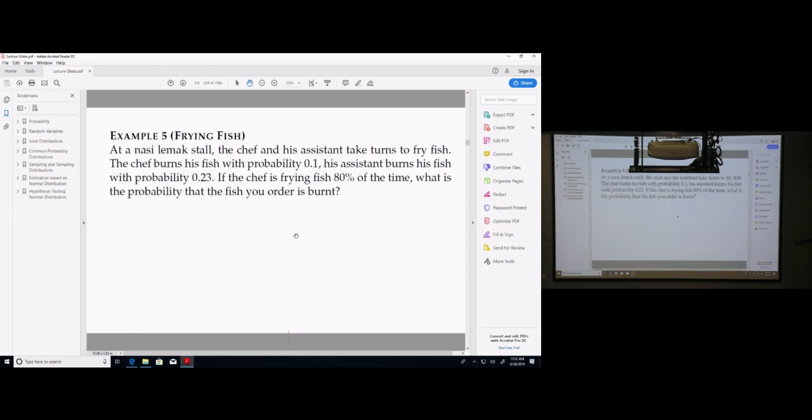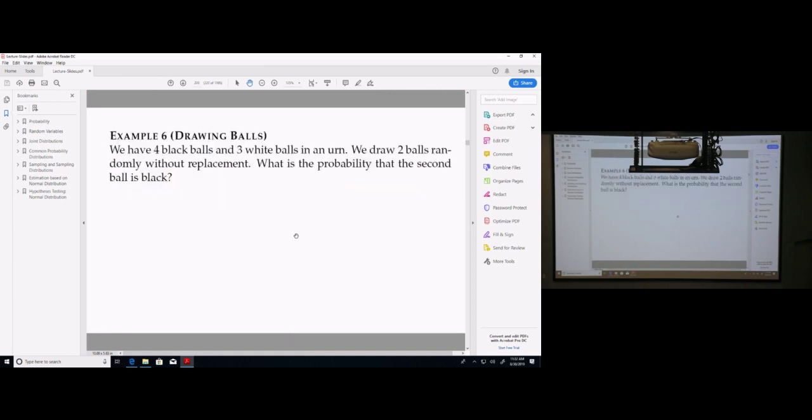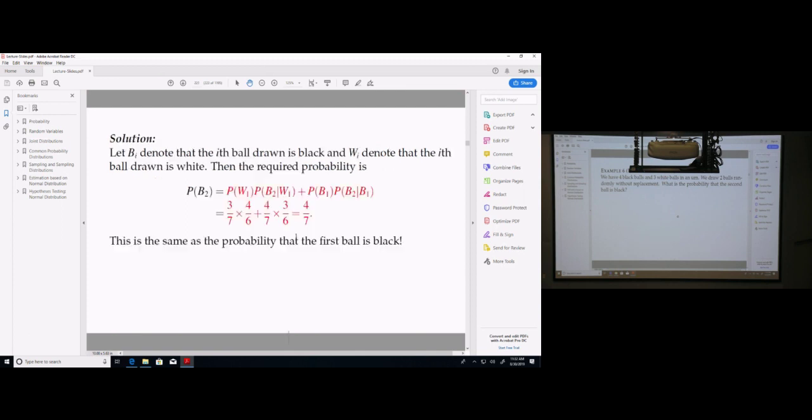All right. Now the chef and the assistant are different in skill. Now, this is the situation. I now know the fish is burnt, so is it more likely from the chef or more likely from the assistant? And I wanted to be a bit more precise about the probability. Of course, it's more likely from the assistant, but how much? So we can quantify this. Okay, and drawing balls: we have 4 black balls and 3 white balls. I think we can skip this, right?